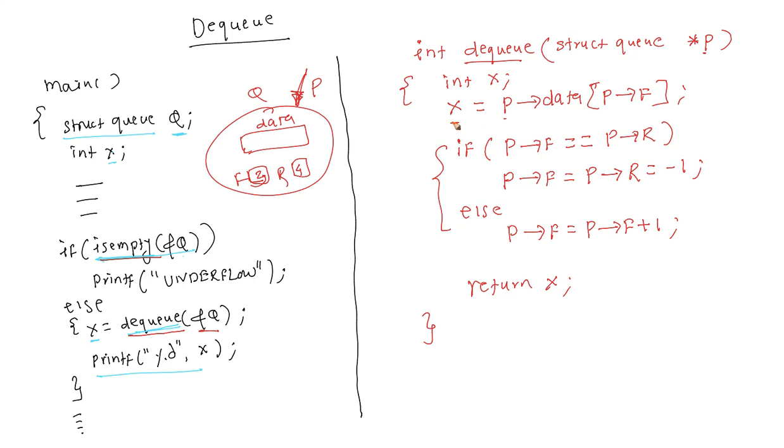And after removing that element, I'll check, have I removed the only element? That means the element which I removed, was it the only element in the queue? So if I have done that, that means the queue has become empty. I'll set f and r to -1. Else, that means when there are more than one element, I'll simply increment f, right? And then I'll return x. So this is the simple DQ code, and I hope you might have understood this.